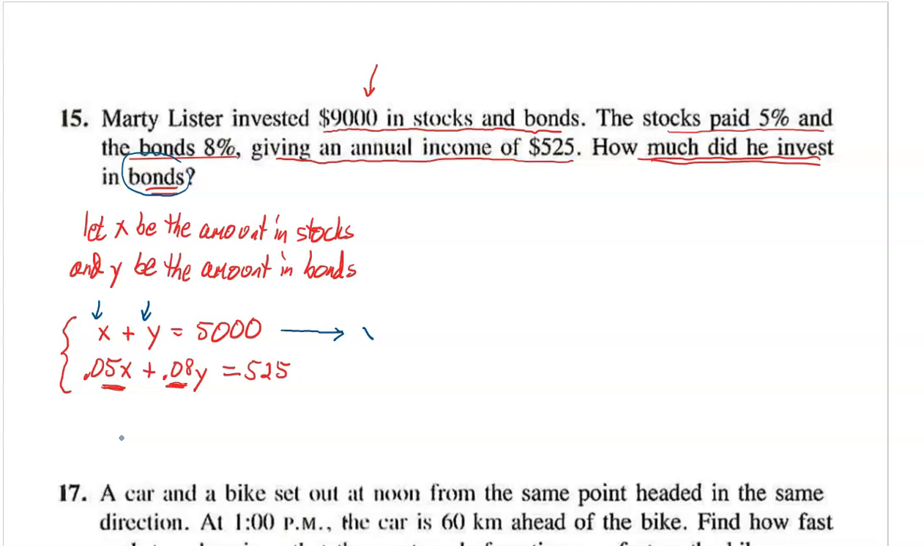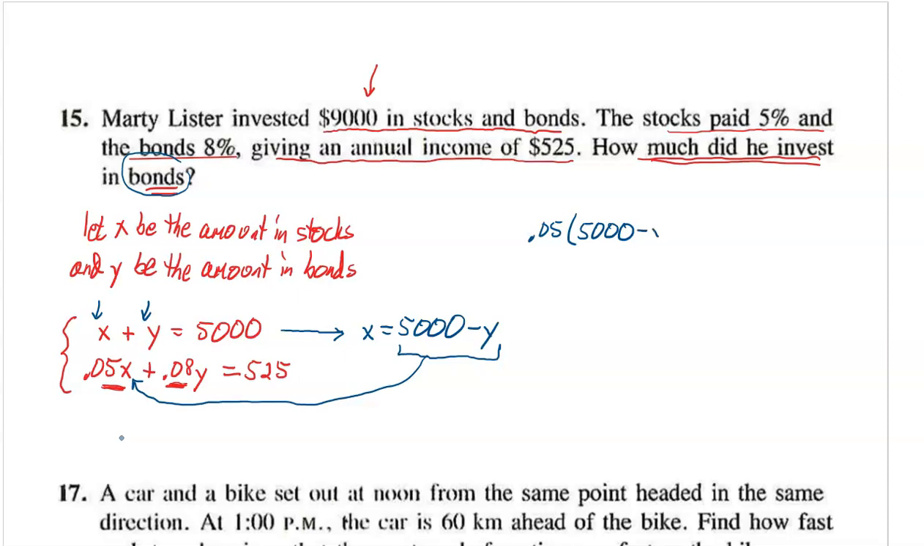So x equals 5,000 minus y. And take the 5,000 minus y and substitute it in place of the variable x in the other equation. So it makes 0.05 parentheses. Now fill in the 5,000 minus y, and then plus 0.08y equals 525.